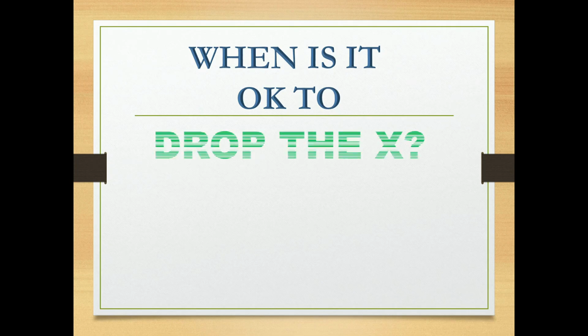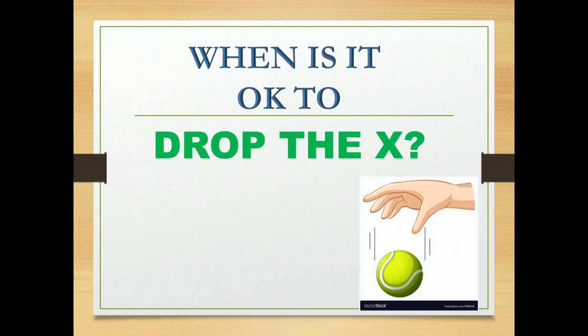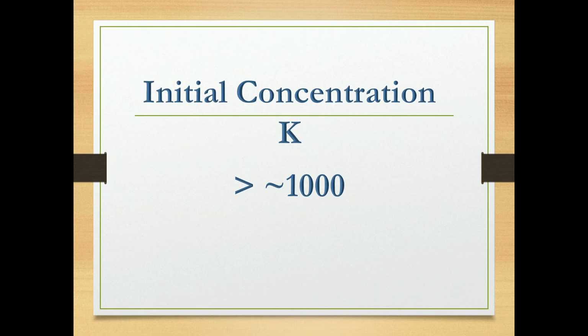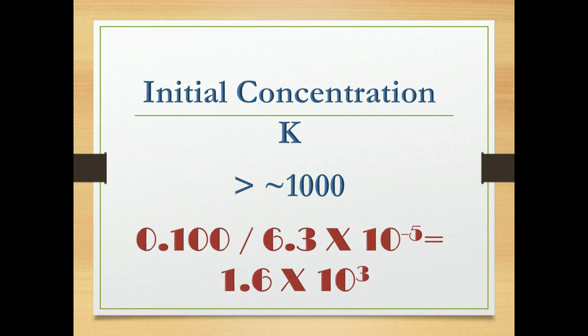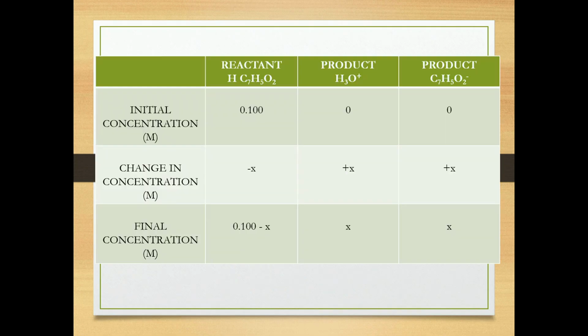So when is it okay to drop the X? The rule is that if you ratio the initial concentration by the K value, and it's greater than 1,000, it's probably okay to drop the X. 0.1 divided by 6.3 times 10 to the minus 5 gives me 1.6 times 10 to the third, or 1,600. 1,600 is greater than 1,000, so I've rationalized I can drop the X. So I'm simply going to get rid of that, when a K value is very small in comparison to the initial concentration.